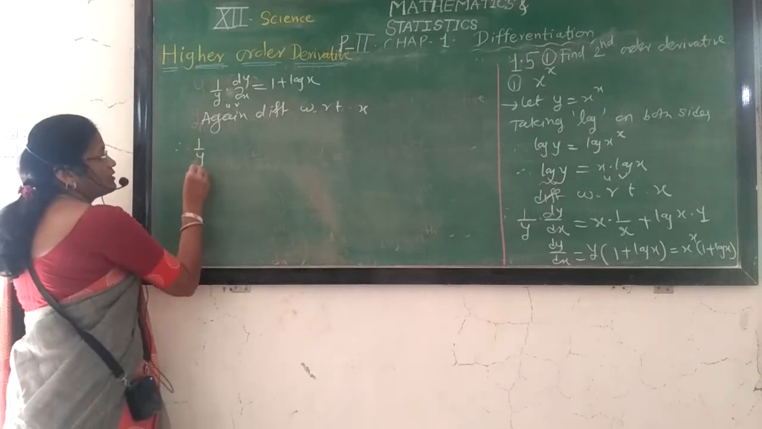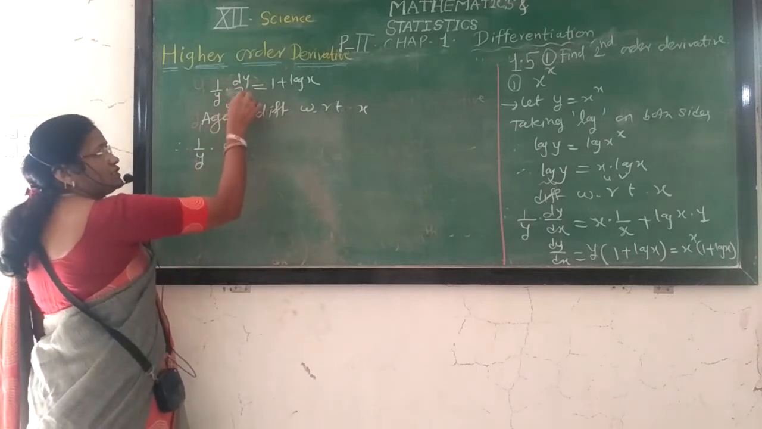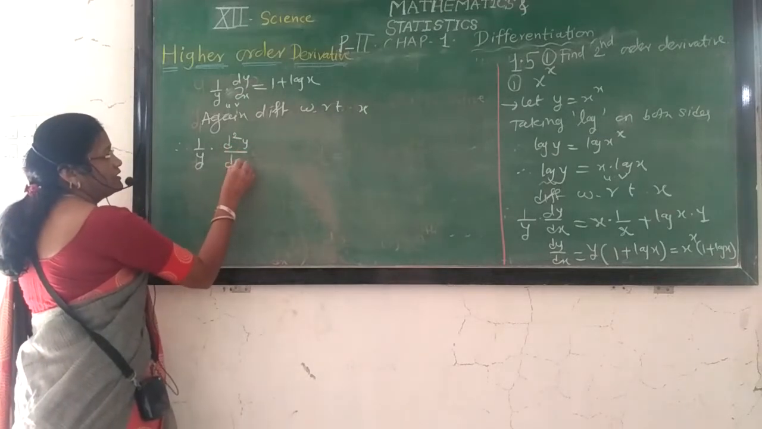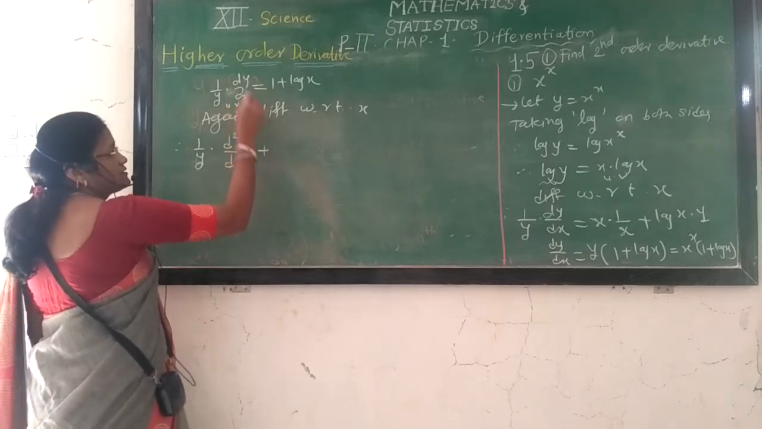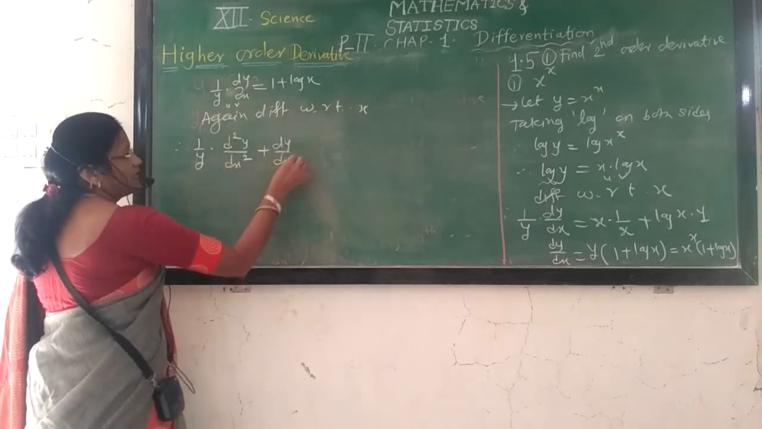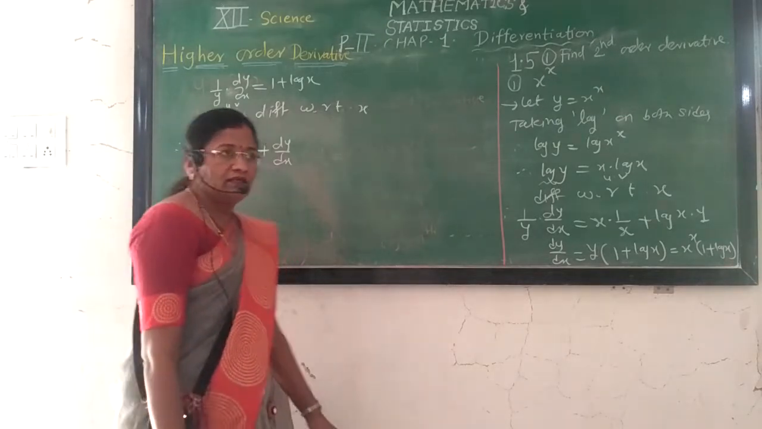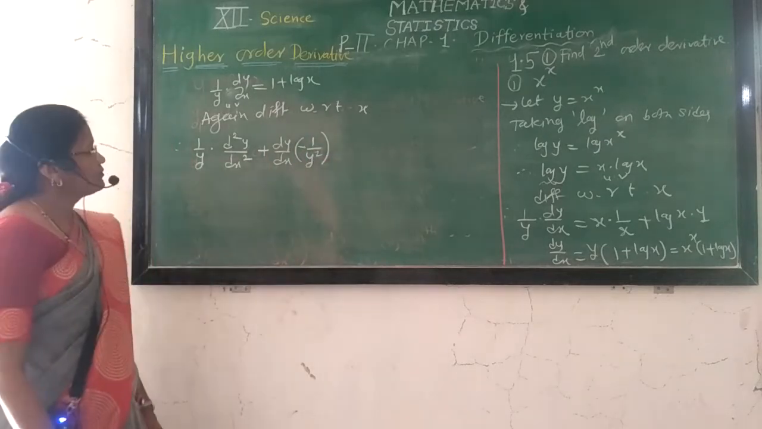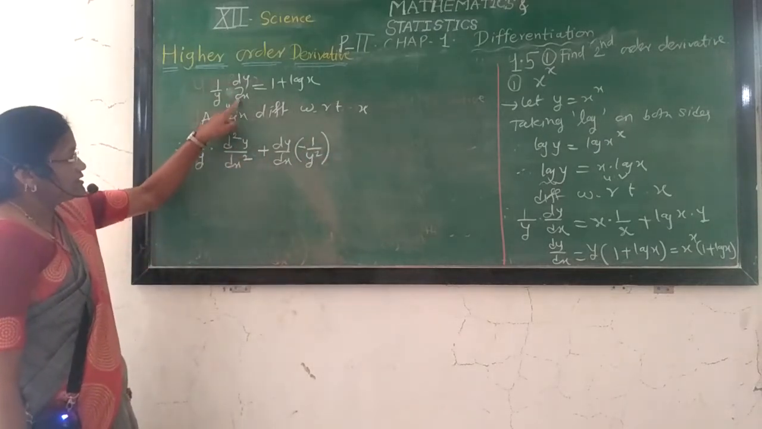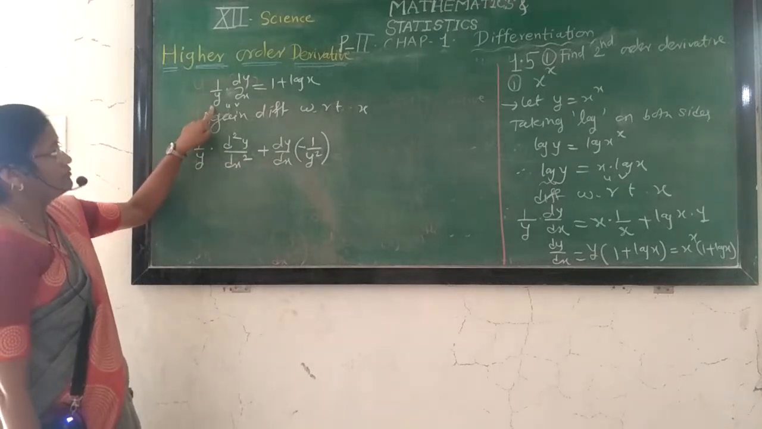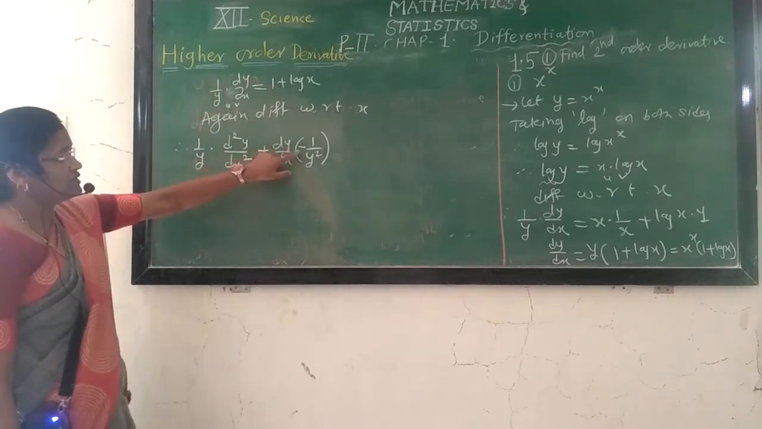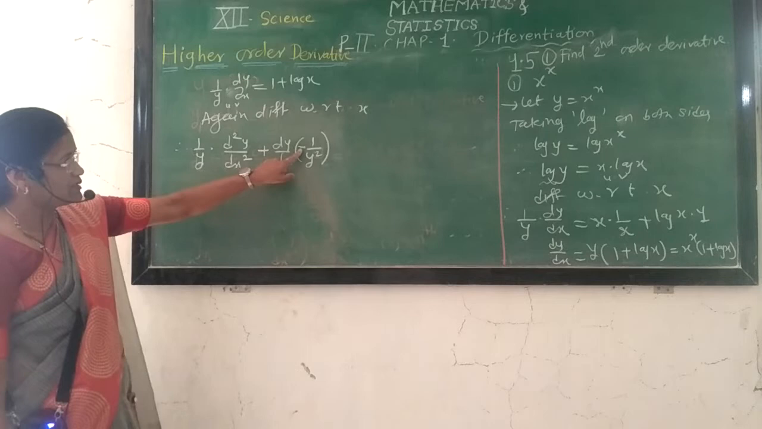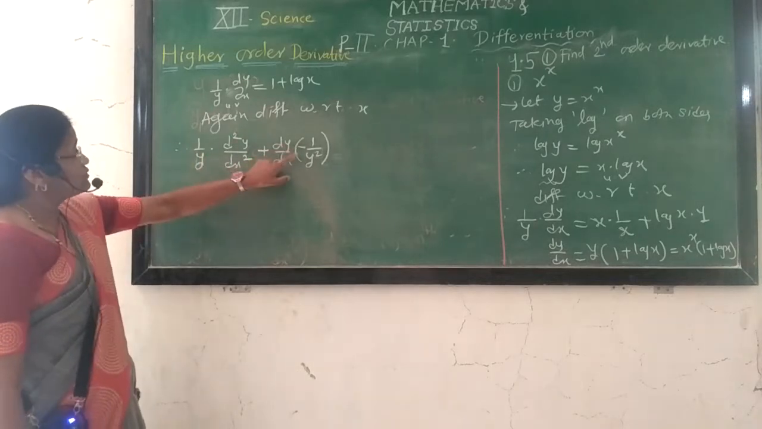For this step, 1 upon y remains as it is. The derivative of dy by dx with respect to x is d2y by dx square, plus dy by dx remains as it is, and we find the derivative of 1 upon y. The derivative of 1 upon y is minus 1 upon y square. Here, dy by dx remains as it is. We find the derivative of 1 upon y, which is y raised to minus 1. Using the power formula, minus 1 into y raised to minus 2, which can be simplified to minus 1 upon y square.